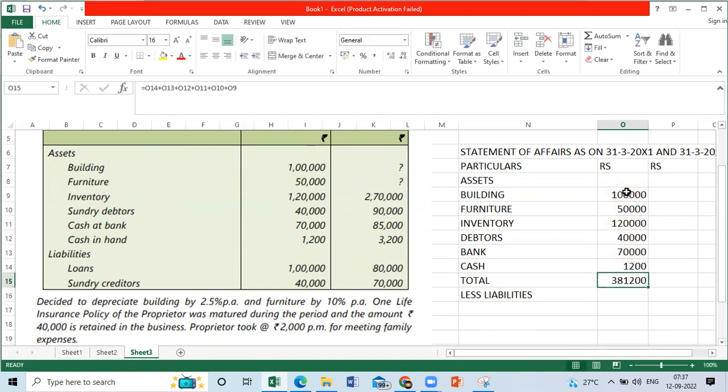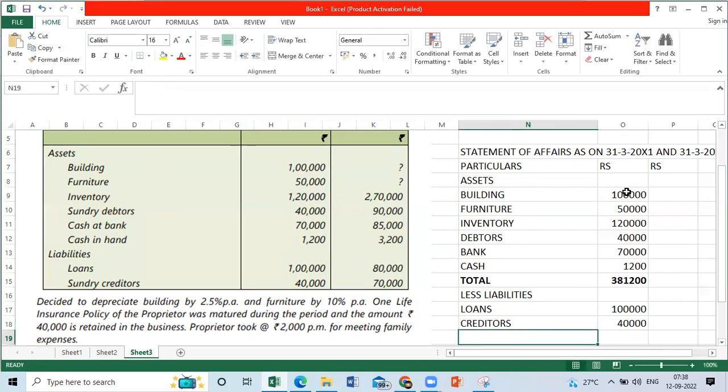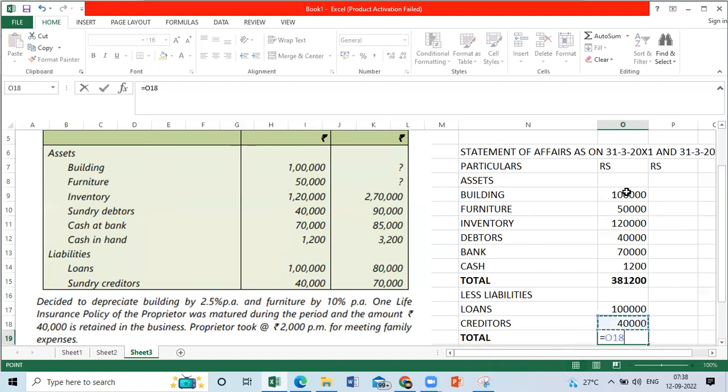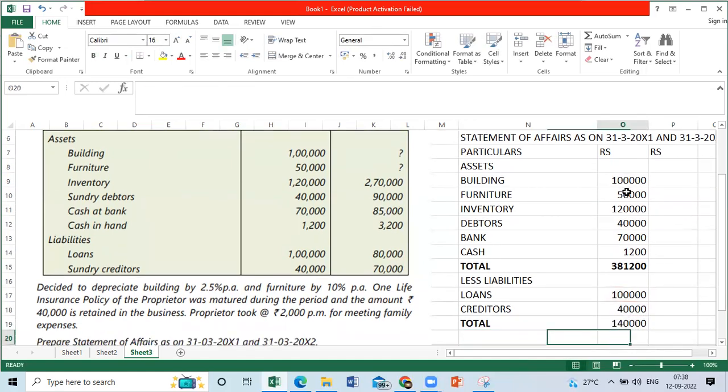Any queries still here? Less liabilities, we have got 2 liabilities. One is loans, and second one is creditors. Loans are 1 lakh, creditors are 40,000. Again, we'll do the total here. Will be 1 lakh 40. What about the second year, sir? The second year liabilities we know very well. Look at this. 80 and 70. I'll put here 80,000 and 70,000. So total comes to 1 lakh 50.